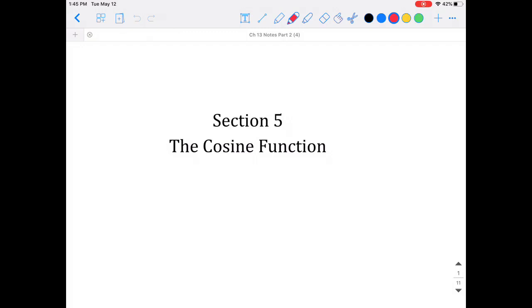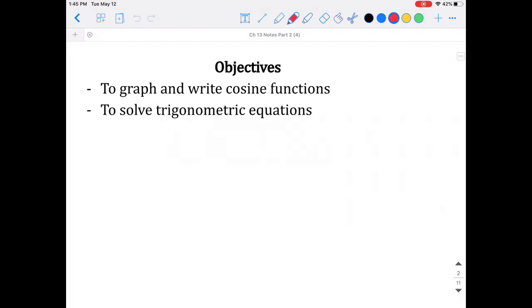Today we're going to be talking about chapter 13, section 5, which is the cosine function. The notes for this section are a little bit shorter because a lot of the same properties that apply to sine also apply to the cosine function. The objectives for this section are to graph and write cosine functions and to solve trigonometric equations.